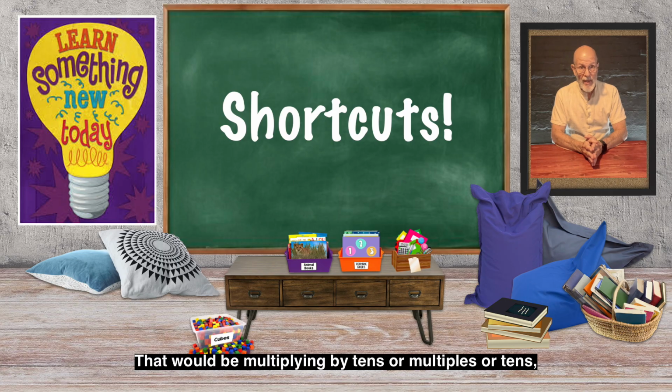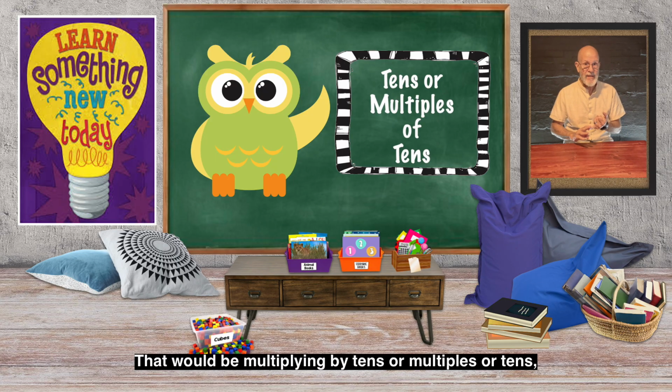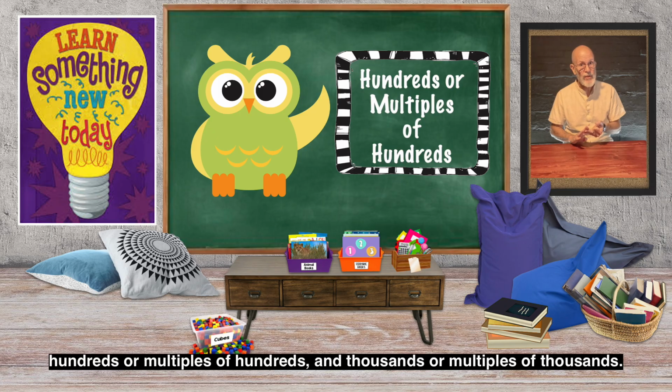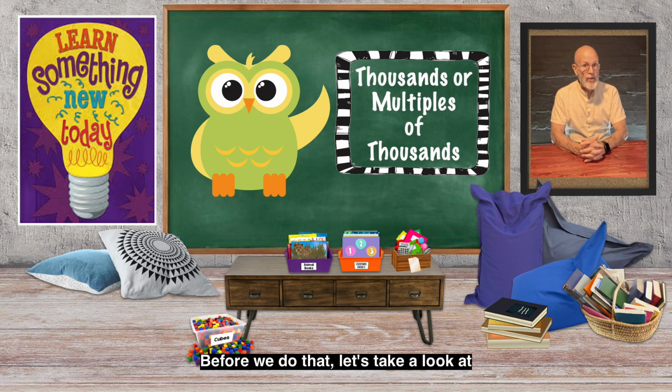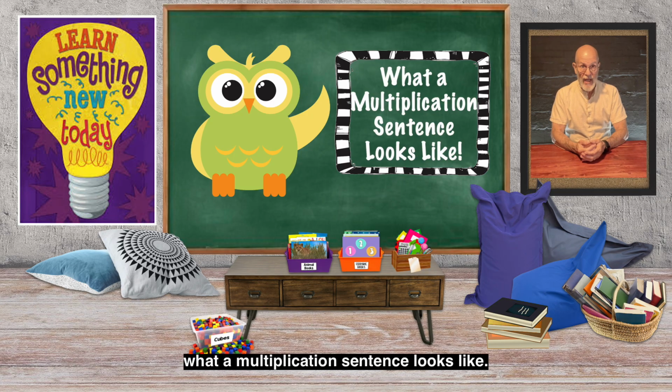Today we're going to talk about a couple of shortcuts for multiplication. That would be multiplying by tens or multiples of tens, hundreds or multiples of hundreds, and thousands or multiples of thousands. Before we do that, let's take a look at what a multiplication sentence looks like.